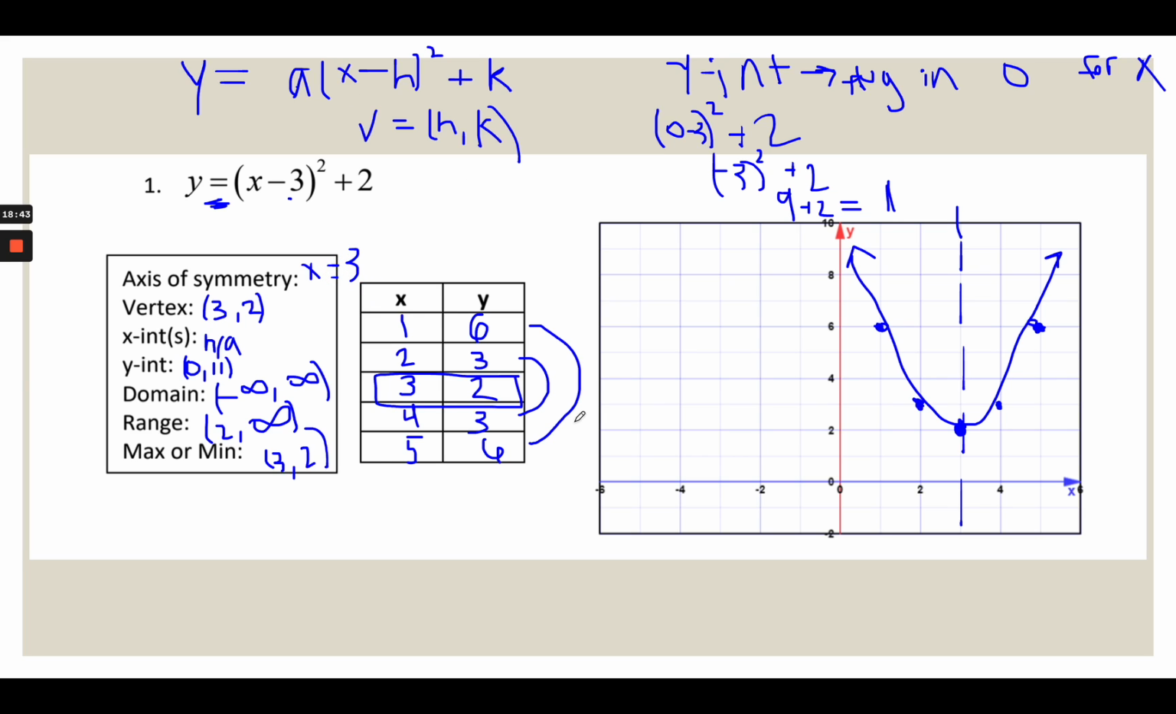Okay, so that's vertex form. So to review, we found the vertex, plotted it, plugged in some points, connected everything, and filled in this stuff over here.